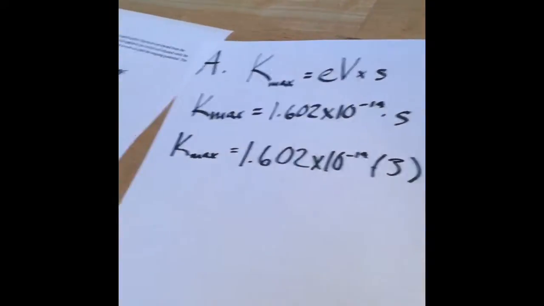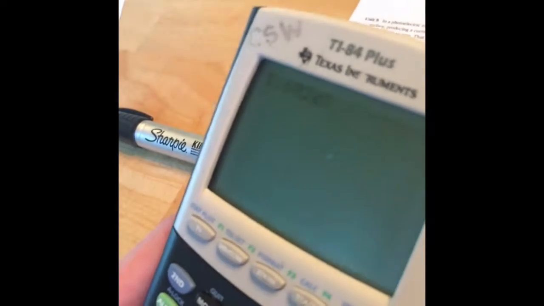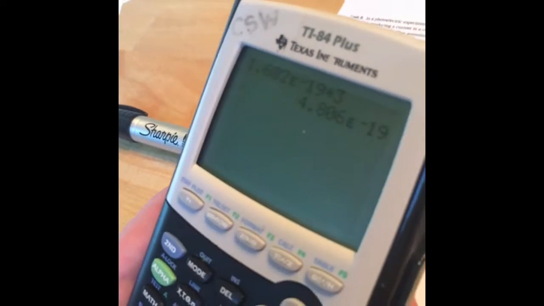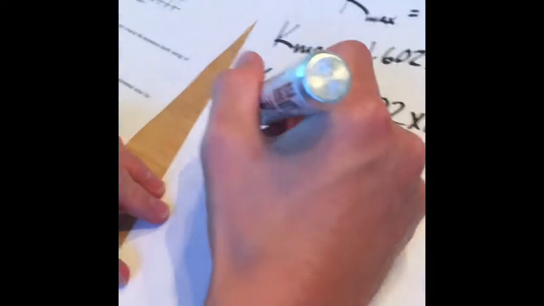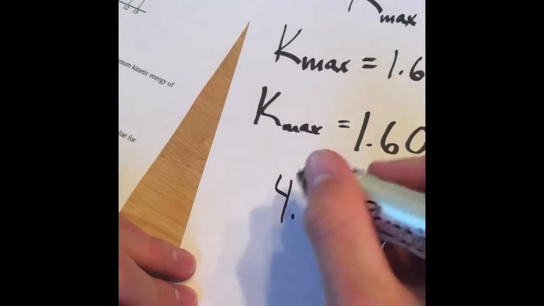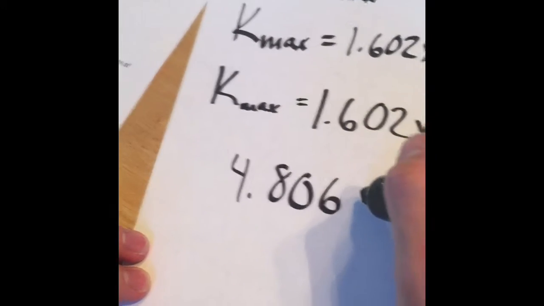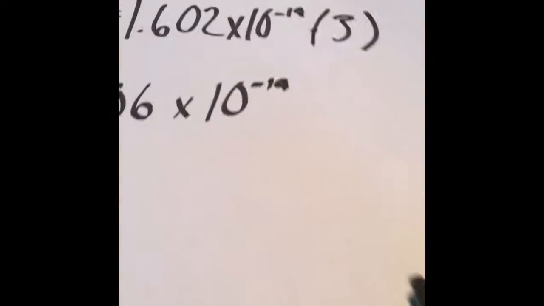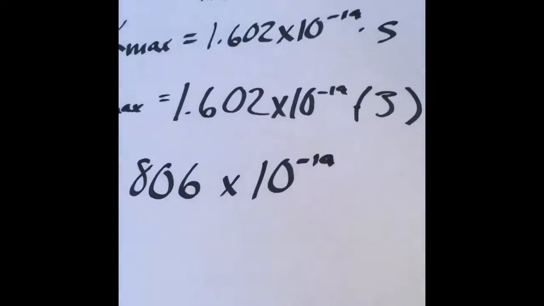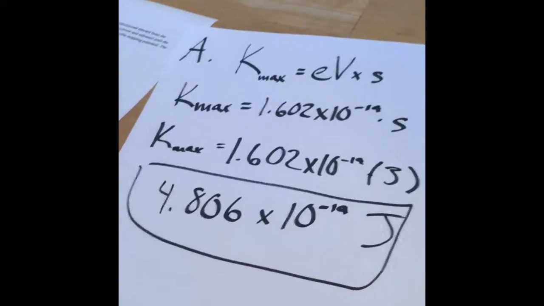Okay, next up, we're going to use the calculator right here. 1.602 E negative 19 times 3. And we get our answer, 4.806 times 10 to the negative 19th. And that, kids, is part A. You just got some free points. AP just hit you up with some free points right there. What's the units? Oh, my bad. Joules. Joules is the units.